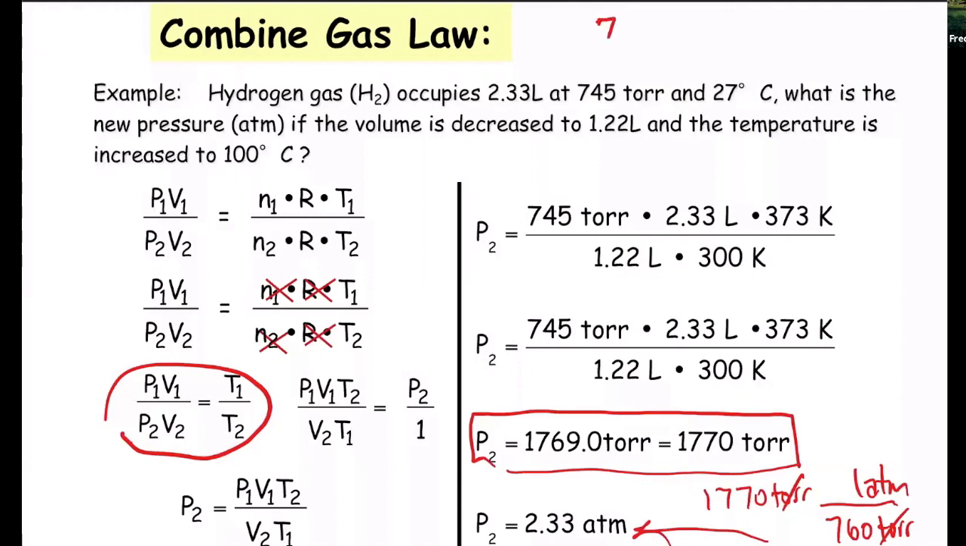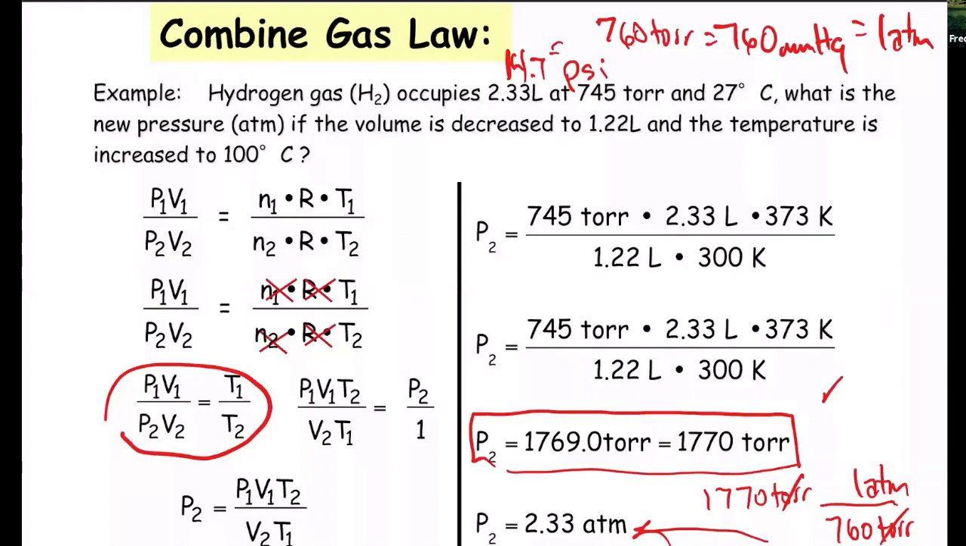All you got to do is a simple conversion factor from torr to atmosphere, because remember, 760 torr equals 760 millimeters of mercury equals 1 atmosphere. And this is equal to 14.7 psi as well. Those are your conversion factors for pressure. So hopefully you guys got this down, because that's what we're going to be doing for the rest of this.